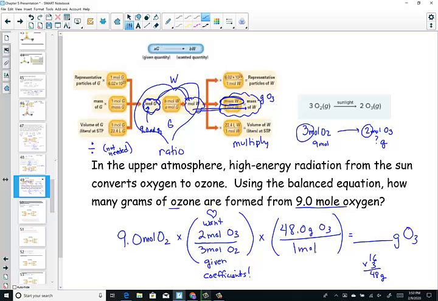So we start with our 9 moles of oxygen. We multiply by a coefficient ratio of want over given, 2 over 3. And we'll multiply by molar mass of 48. And my screen reads 288 grams of ozone were formed. For every 9 moles of oxygen, 288 grams of ozone form. You just did what would be called a mole mass problem. Given a mole, calculate a mass. We started here and ended here, a 2-step conversion problem.